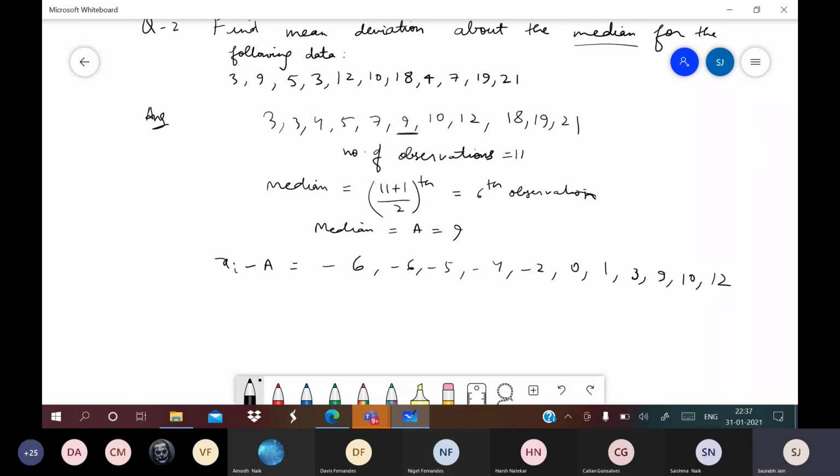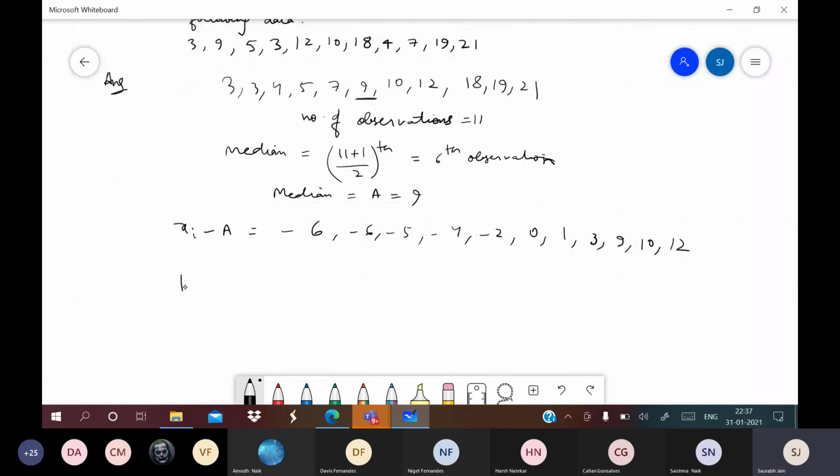Okay, these are the values. Now we write their modulus or absolute values, and then we sum them and divide by the number of observations. That will be the mean deviation about median, right?